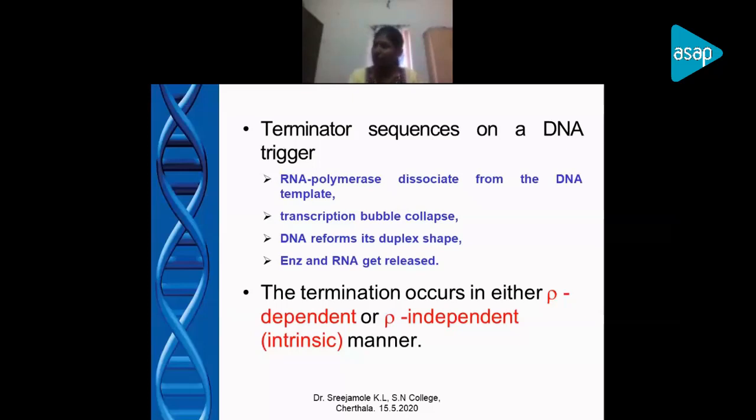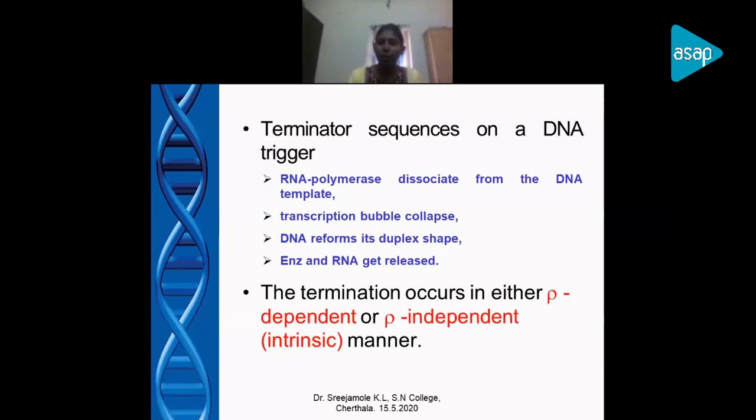In prokaryotes, this termination happens in two ways. One is known as rho dependent termination, and the other is known as rho independent termination.